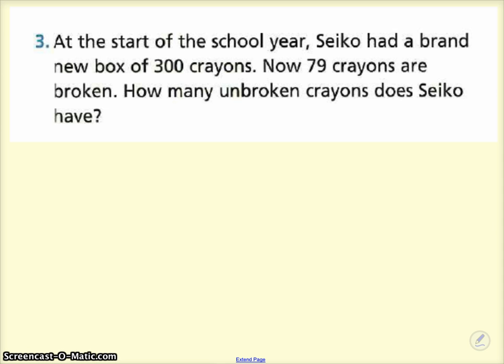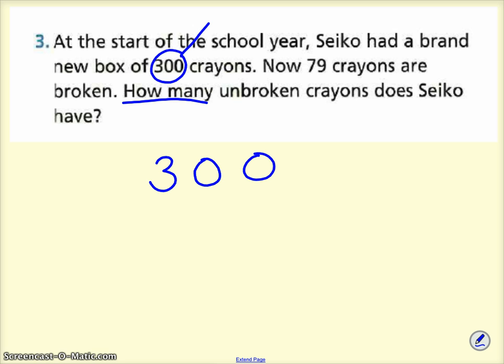Again, I'm going to use that magnifying glass to help me remember that I'm going to have to be a subtraction detective and really look at what I'm subtracting. He started the year with 300 crayons. 79 of those crayons are broken. How many are unbroken? I'm going to take away the 79 that are broken to figure out how many are unbroken. I see that I have zeros in the tens place and the ones place again. I'm going to use the step-by-step method.